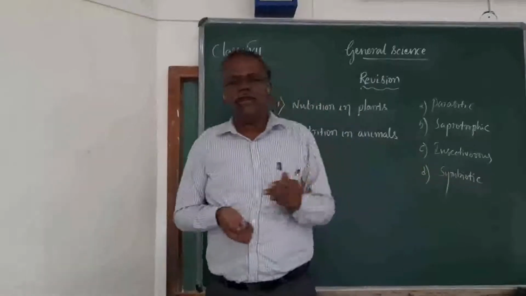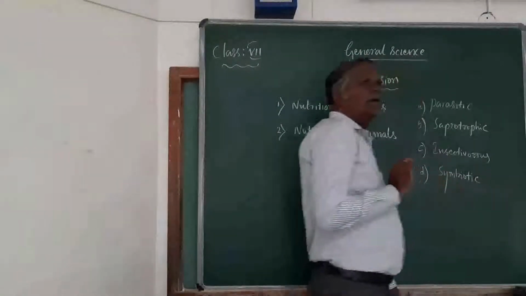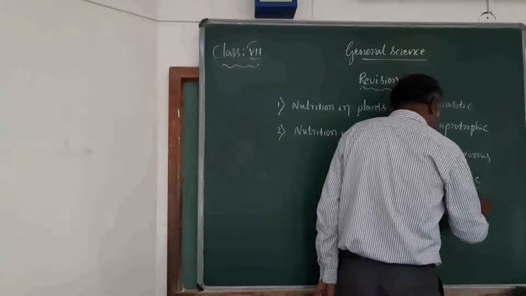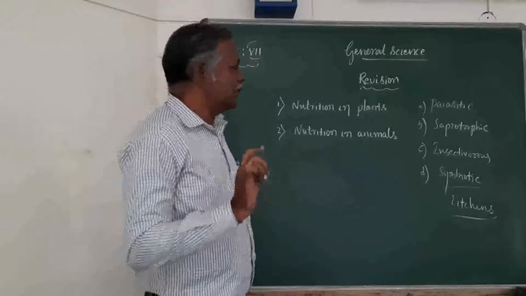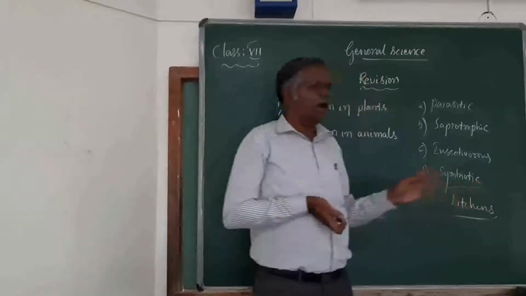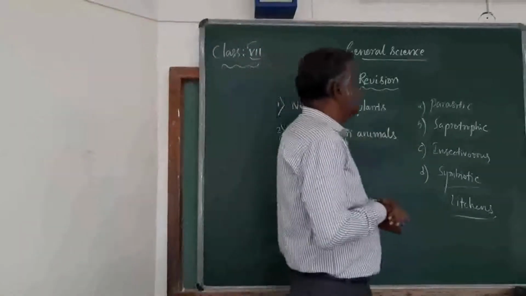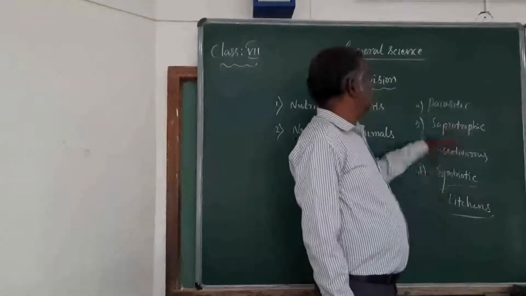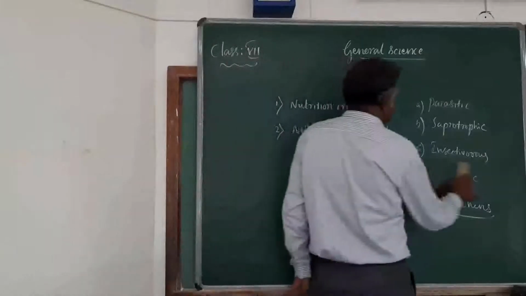Symbiotic means organisms share food and shelter. Both share their food and shelter. That type of relation is called a symbiotic relation. Example, lichens. Lichens are a combination of alga and fungus. Fungus provides shelter, water and minerals to alga. Alga prepares food and provides food to fungus. So this type of relation is called a symbiotic relation. These are the different types of heterotrophic modes of nutrition. So this is about the first lesson, nutrition in plants.